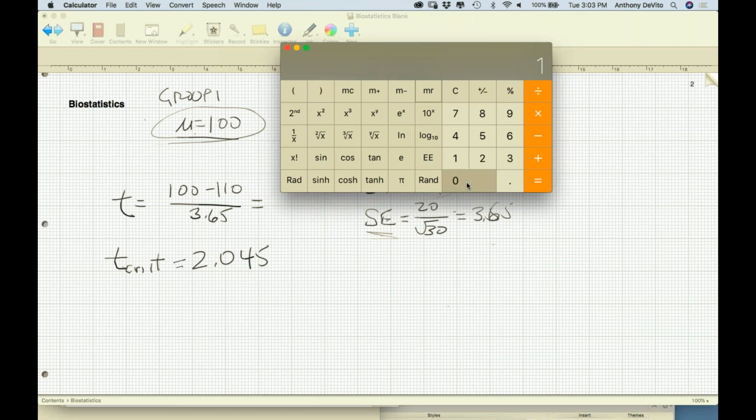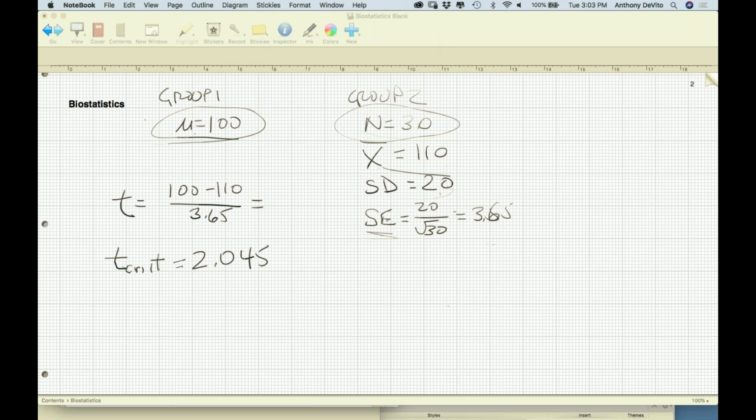So it's going to be 10 divided by 3.65. So what is our t-value? Our t-value is 2.73.